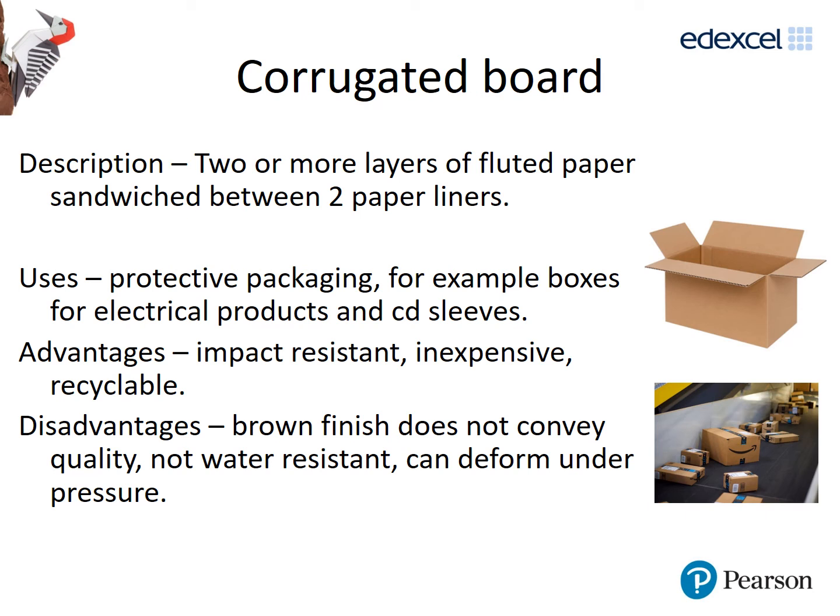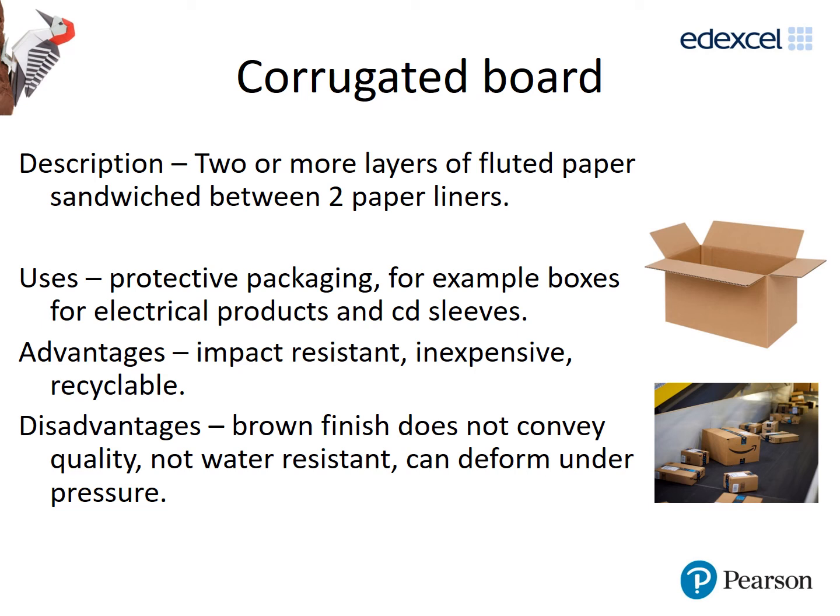And as you can see, generally it's used, so you can see there, a lot of Amazon packaging, even down to just the smaller packaging that they send out through the post will be made from corrugated board because it is impact resistant. I mean, things aren't going to get damaged. It's inexpensive because there's been no chemical or bleaching processes during the manufacture. And because of that, it's also very easily recyclable.